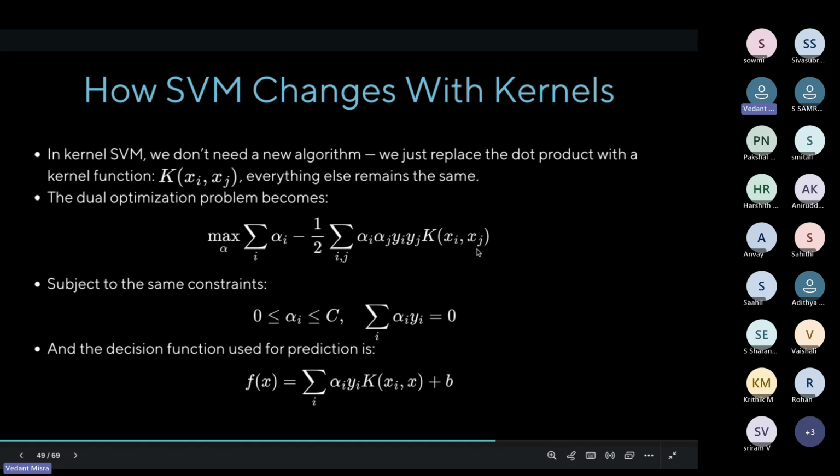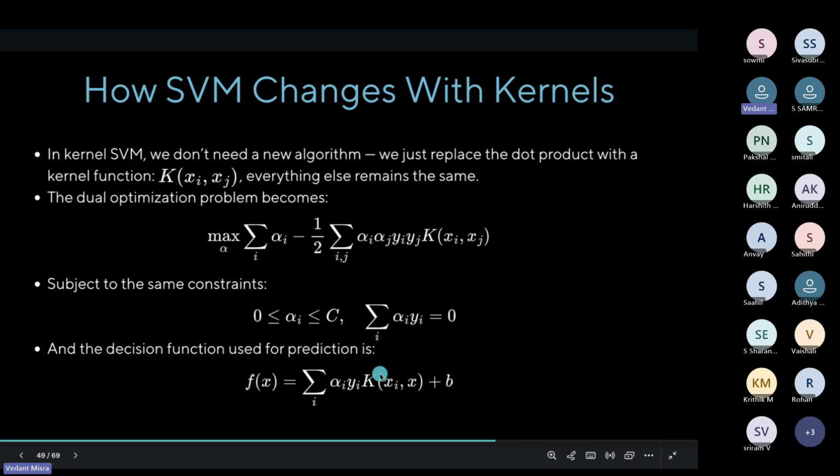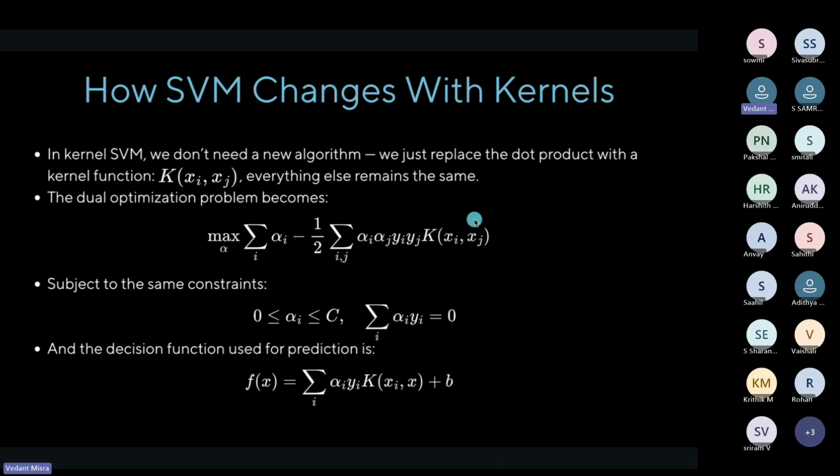So how that whole dot product thing that I said helped is we don't need to compute the transformed vectors in the new space. We just use a function that shows what the dot product would be in that space. And we substitute that in our equations. We don't have to change anything else. So that is SVM with kernels.